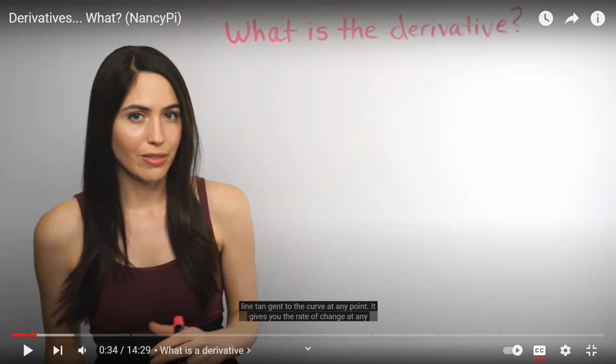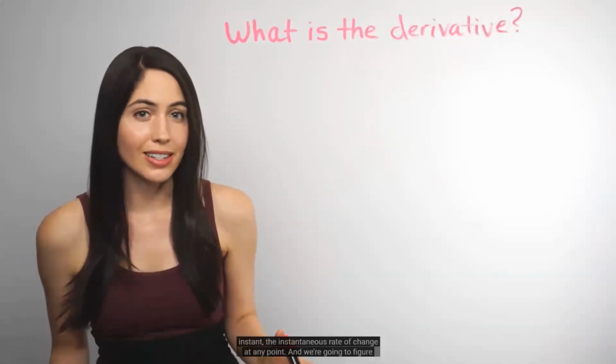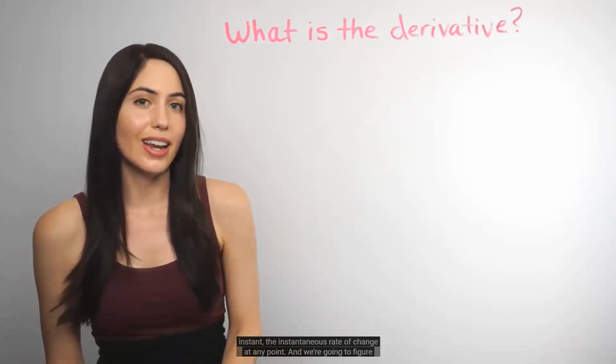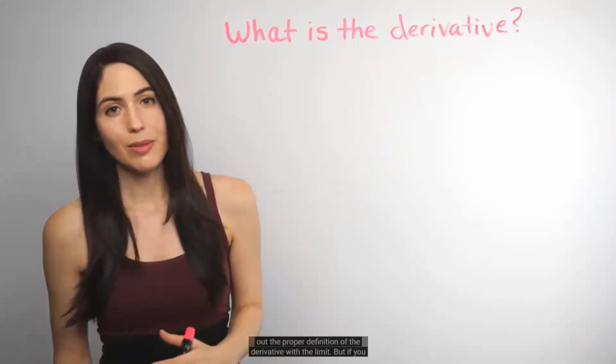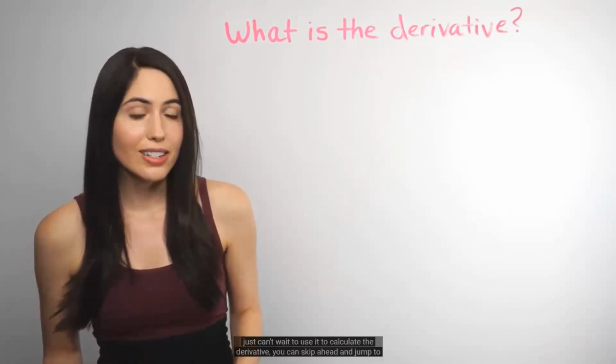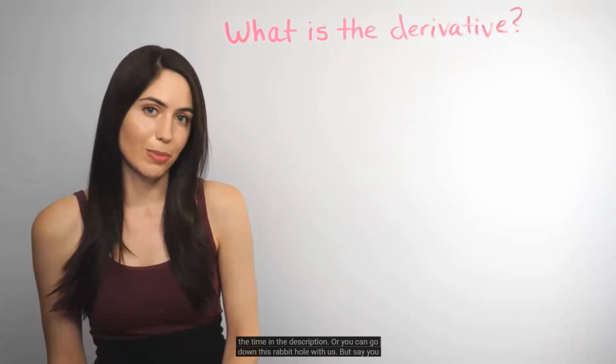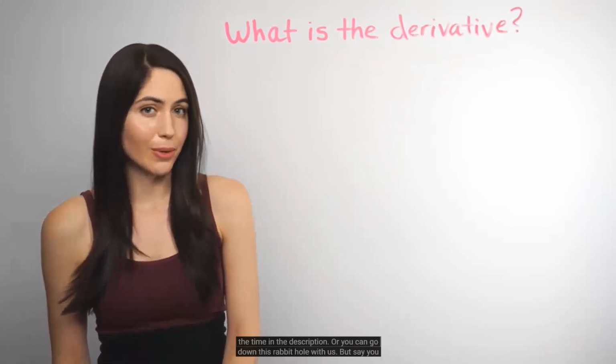Okay, so what we are going to do, and you can see this one, right? Let's just watch for a few minutes. At any point, it gives you the rate of change, the instantaneous rate of change at any point. And we're going to figure out the proper definition of the derivative using limits. But you just can't wait to use it to calculate the derivative. Skip ahead and jump to the time discussion, or you can go down this road with us.